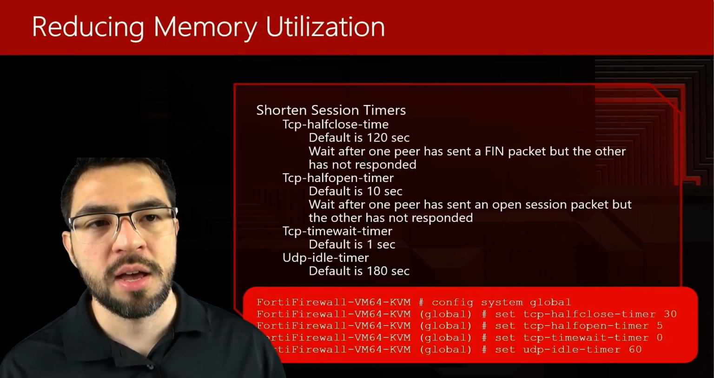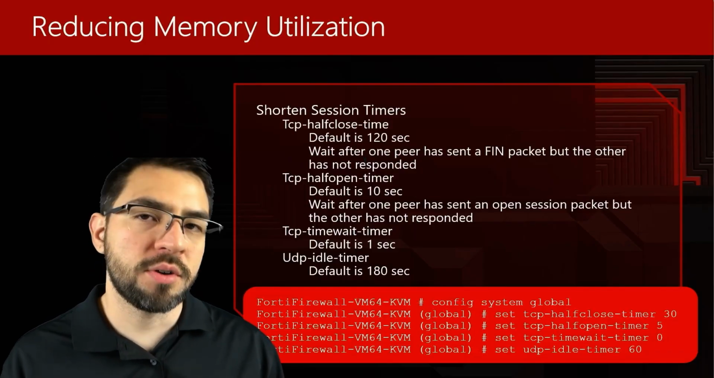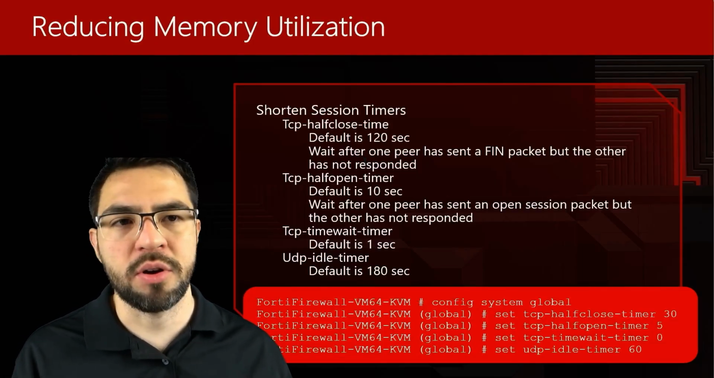So what can we do if we ever hit conserve mode, or try to prevent that? Well, there are a bunch of settings that we could adjust, after we understand the traffic of our environment, to try to alleviate memory utilization.